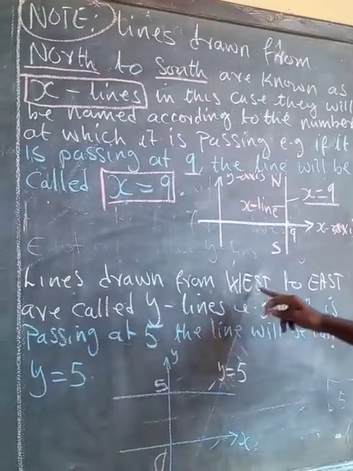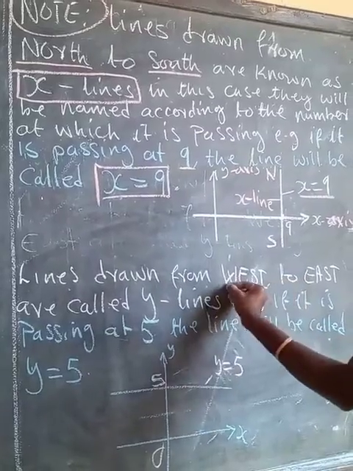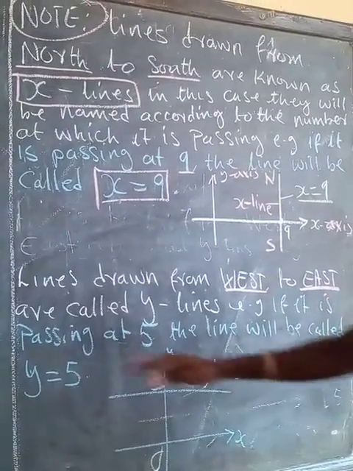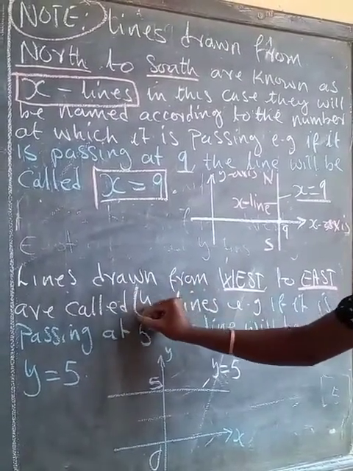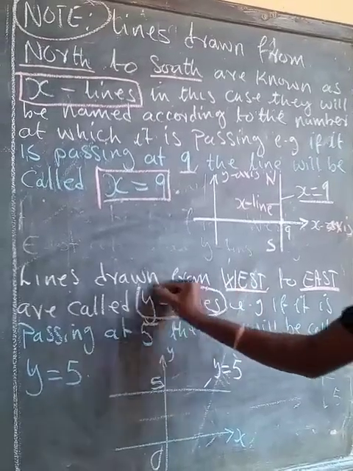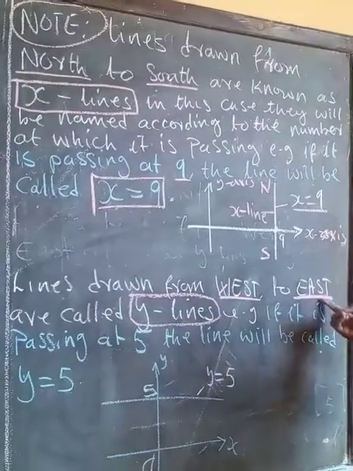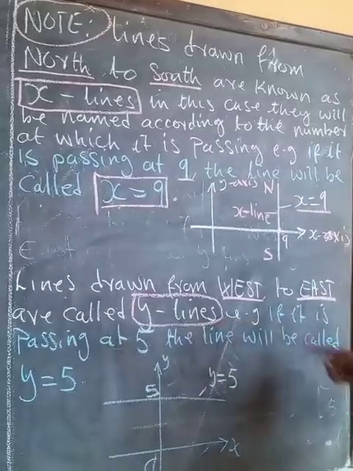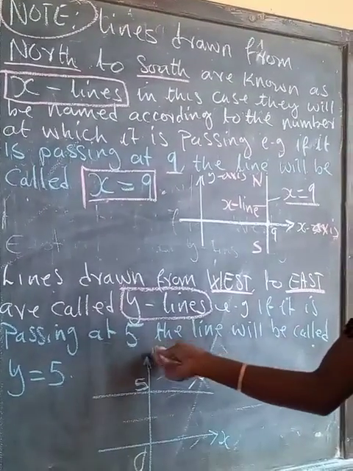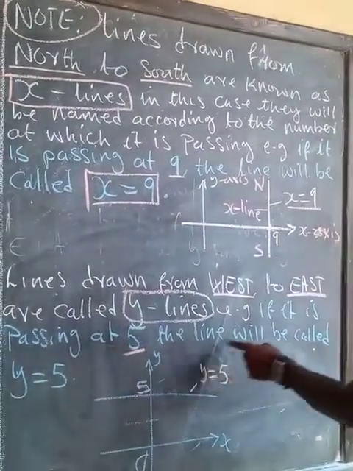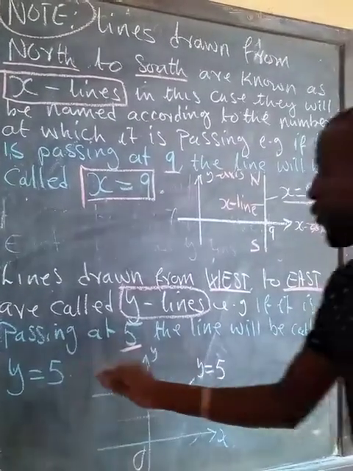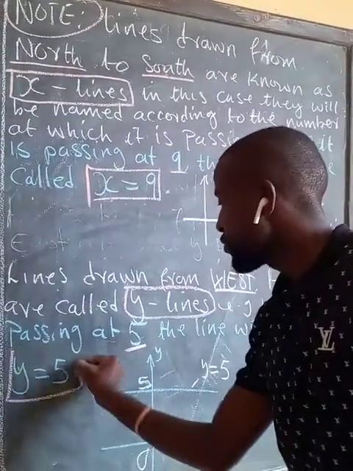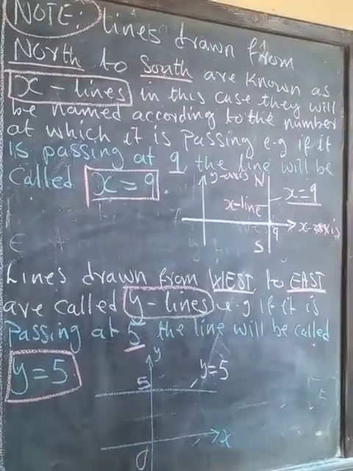Lines drawn from west to east are called Y lines. Good, there we go. Lines drawn from west to east are called Y lines, e.g. if it is passing at 5, the line will be called y is equal to 5.